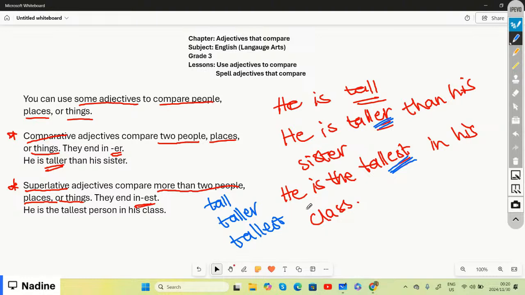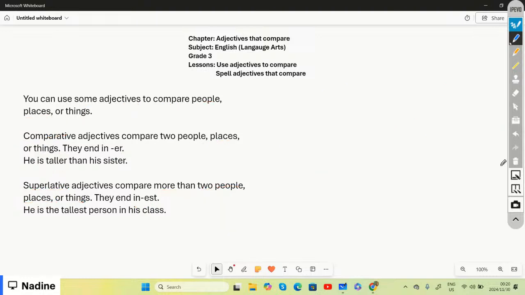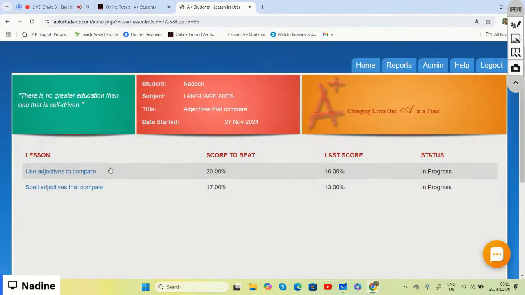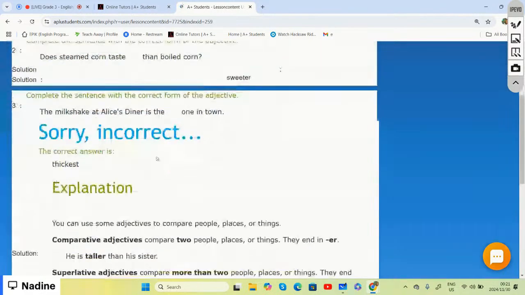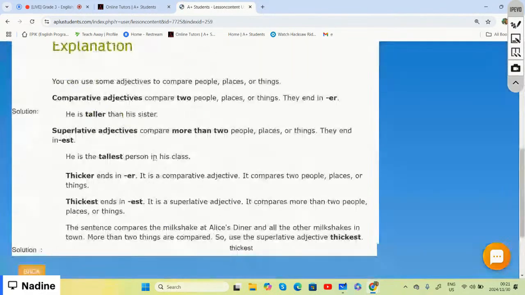So now we're going to aplusstudents.ca and we are basically going to use adjectives to compare, and we're going to spell adjectives that compare. All right. So once again, we see that we can use adjectives to compare people, we can compare places, and we can compare things.